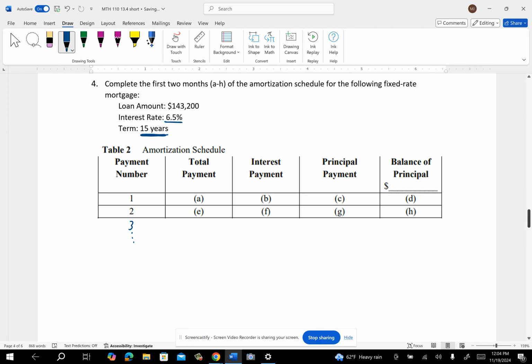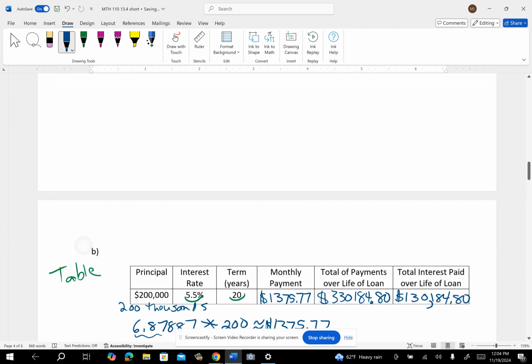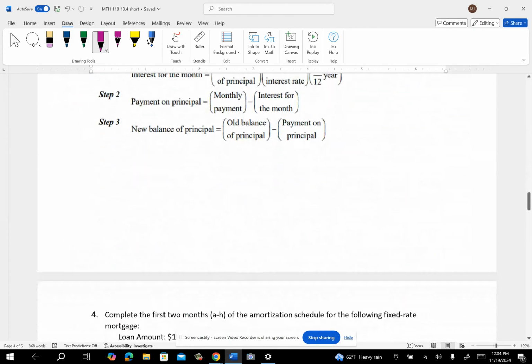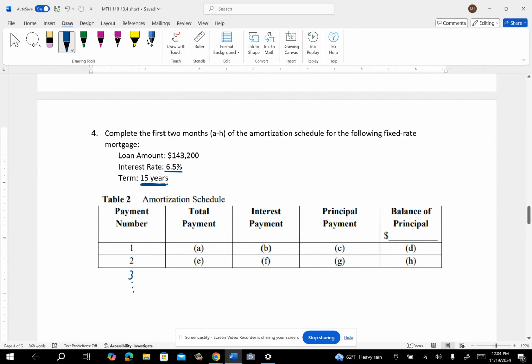So I'll be able to use the table. I'm going to go to the table and look for the 15 years. That's here. And then it was 6.5, so that's here. 8.71107 is the factor that I'm going to use from that table. Let me get that factor written down: 8.71107.